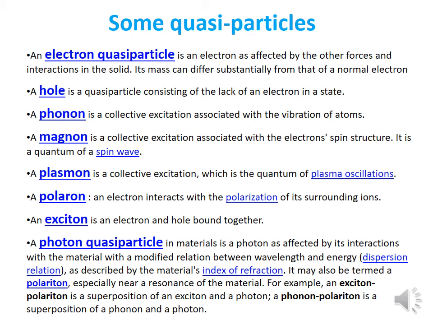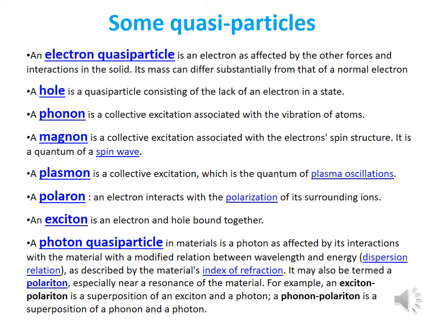A hole is an analogous quasi-particle, but made of the lack of an electron state in a crystal. Phonons are collective excitations of the atoms which vibrate due to thermal energy. Magnons are spin waves, quanta of spin waves. Plasmons are excitations of plasmas, electron plasmas, for instance. Polarons are interactions between an electron and a polarized environment that can be just an octahedral polarized environment. And excitons are electron-hole pairs bound together, which are particularly interesting in nanosystems where we have a special confinement.